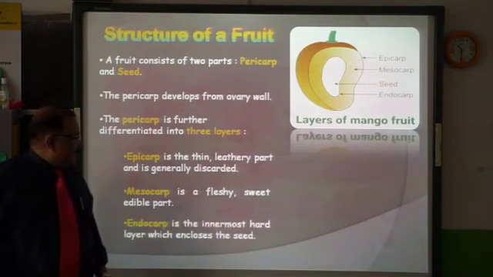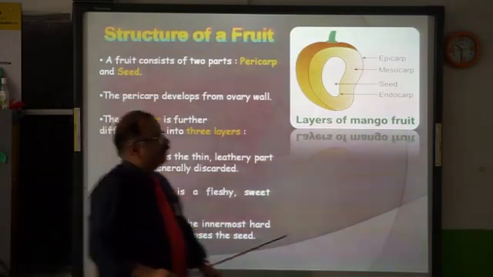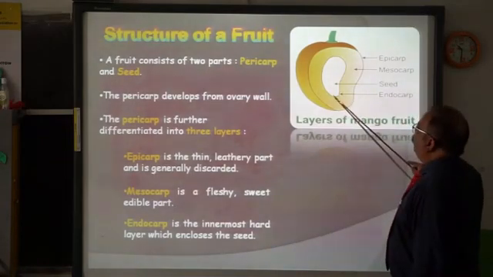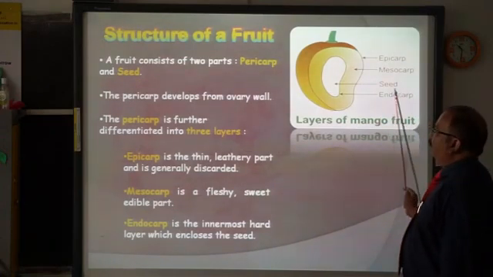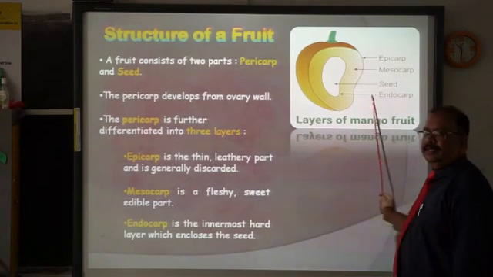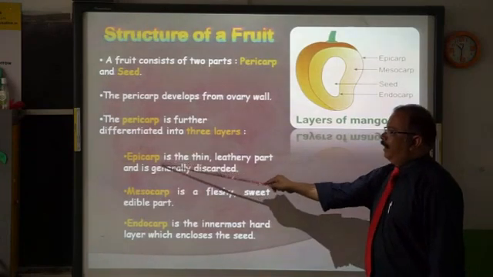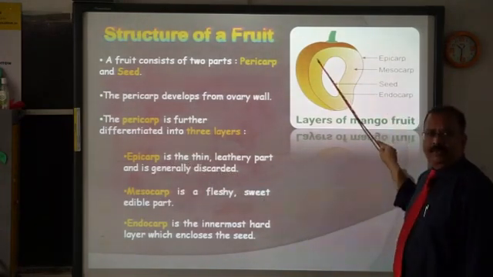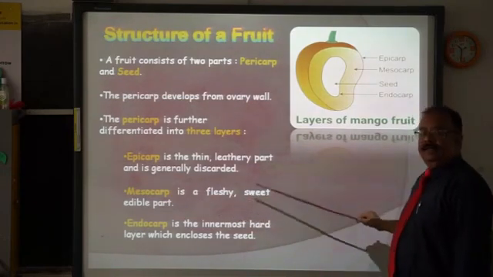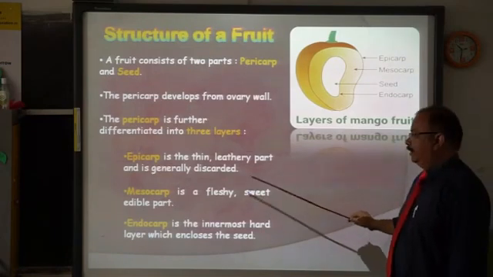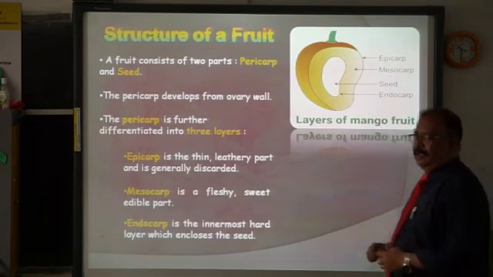And the last one is the endocarp. It is the innermost hard layer which encloses the seed. Now here you can see it is shown with a black lining. So this is the endocarp. Okay, inside this you have got the seed. So it encloses the seed. So there are three parts of pericarp. That is epicarp, the outer one which we usually throw, discard. Mesocarp is the part which is in between, which is fleshy and sweet, the edible part which we eat. And the last one is endocarp, which is the innermost part which encloses the seed.